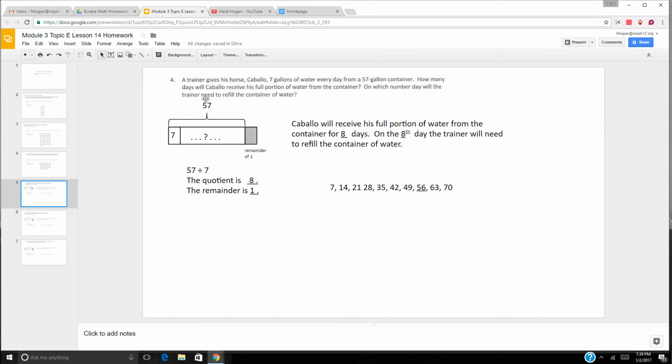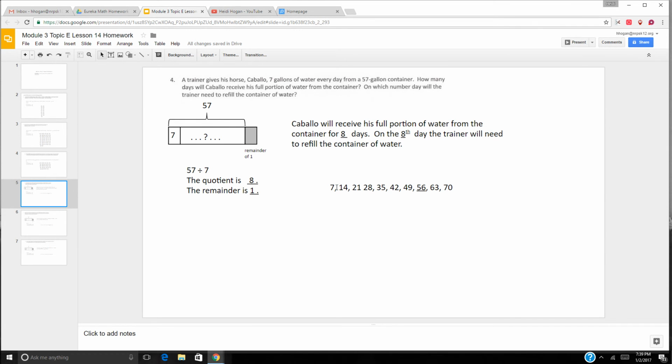So we're given the quotient and the divisor. So we want to figure out the dividend. Or we're given the quotient and the dividend. We want to figure out the divisor. Okay. So we know 57 is the total. It's almost like an area problem. We have the area and one length, but we don't know the width. Okay, it's sort of the same thing. So it's 57 divided by 7.